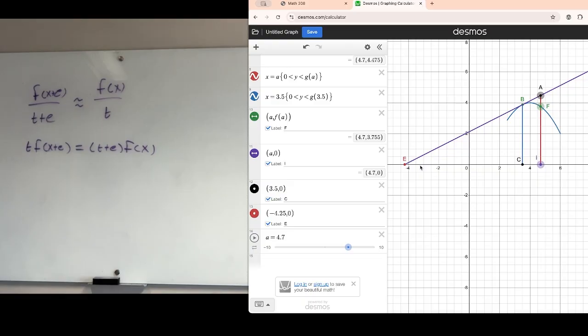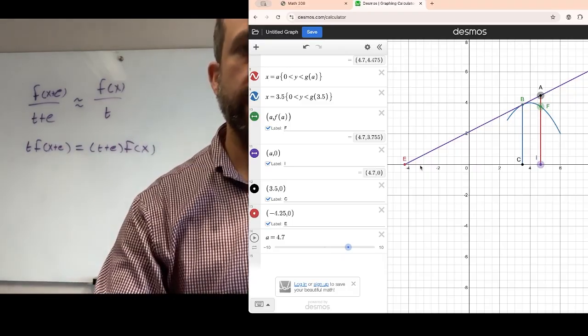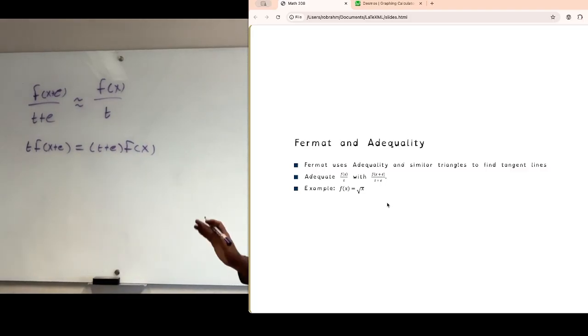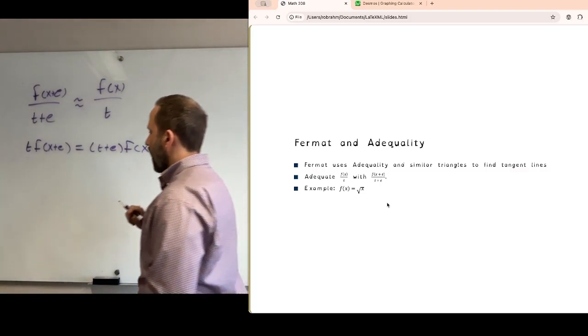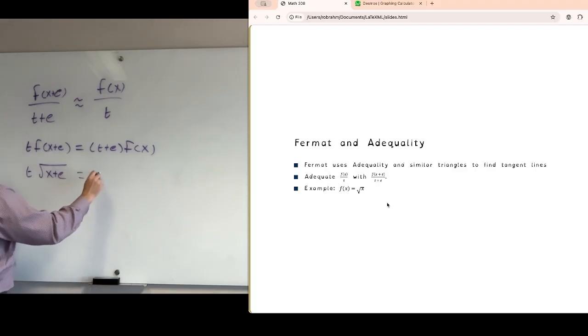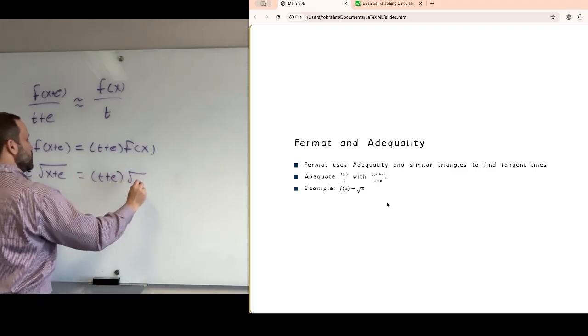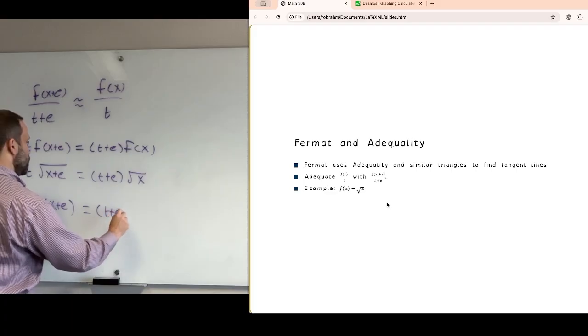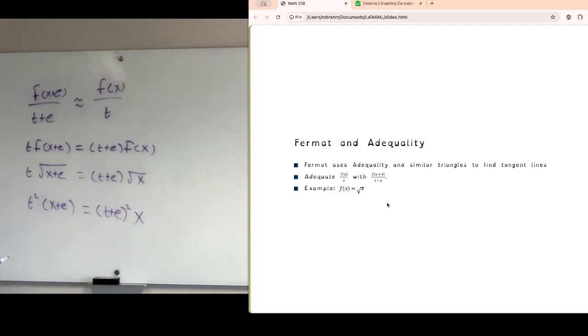Now from this, you figure out some properties that x satisfies. So for example, let's say f of x is equal to the square root of x. If f of x is equal to the square root of x, then what we're going to have is t times the square root of x plus e is equal to t plus e times the square root of x. If we square both sides, we're going to get t squared times x plus e is equal to t plus e squared times x.